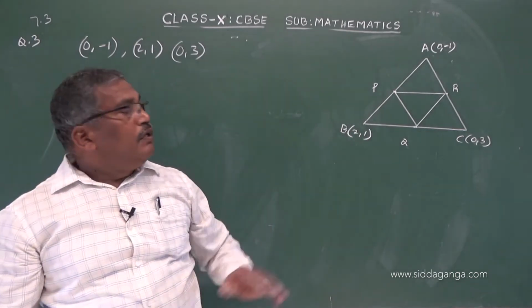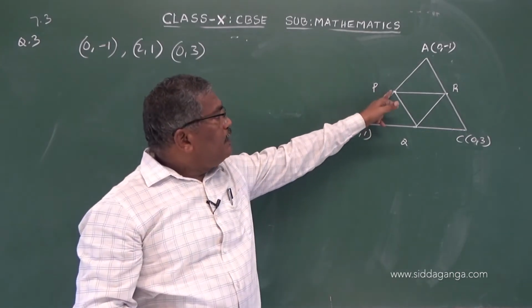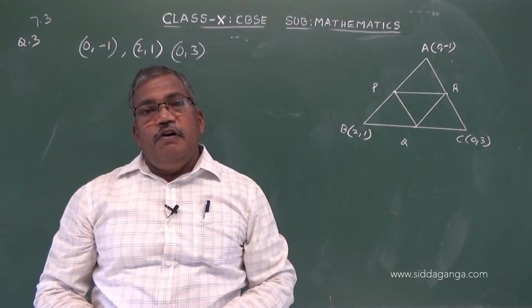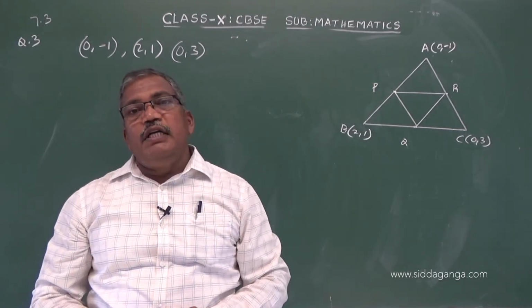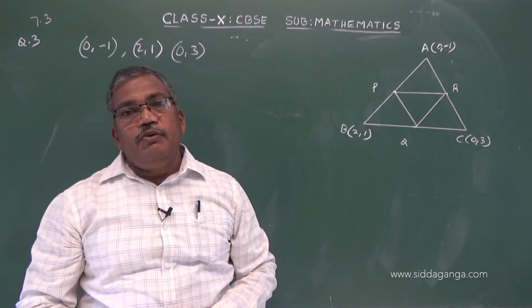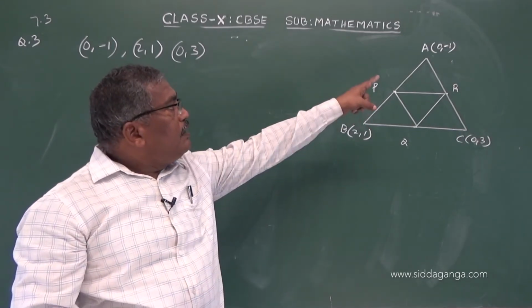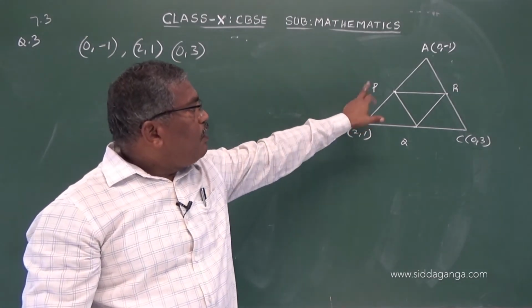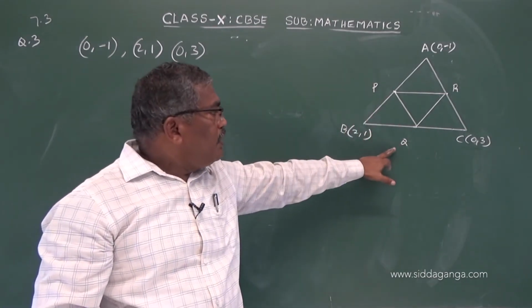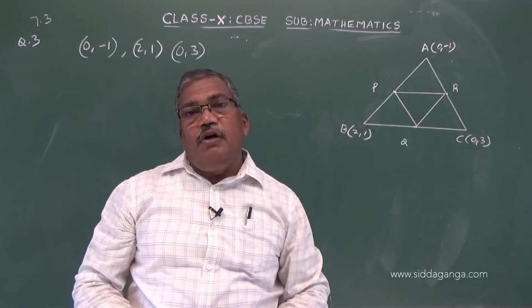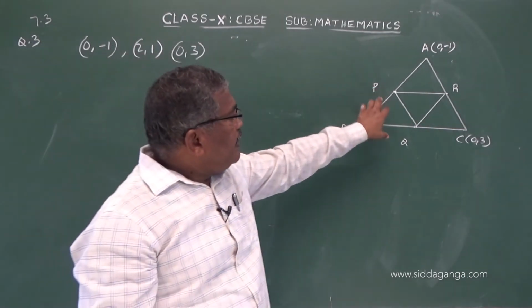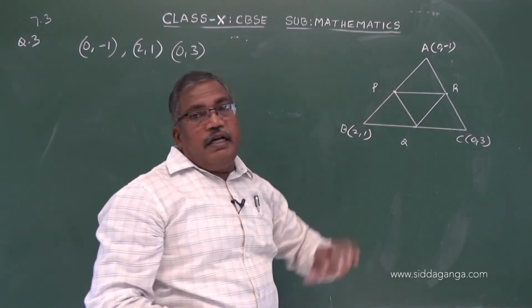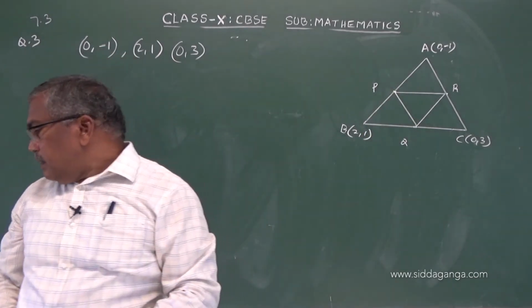So therefore, we have to calculate the coordinates of P using the midpoint section formula, x1 plus x2 divided by 2 and y1 plus y2 divided by 2. Using that formula, we have to find out the coordinates of P, similarly the coordinates of Q and R. After that, we have to calculate the smaller triangle area and the bigger triangle area.